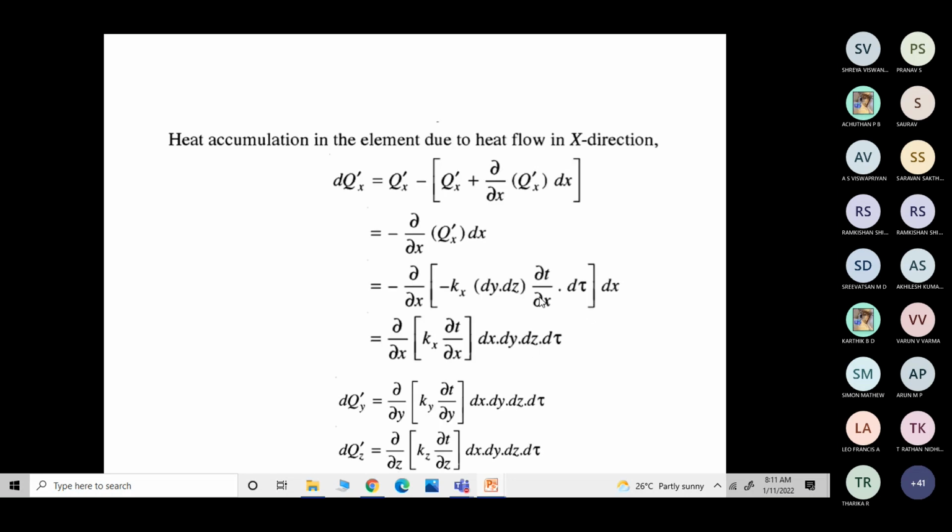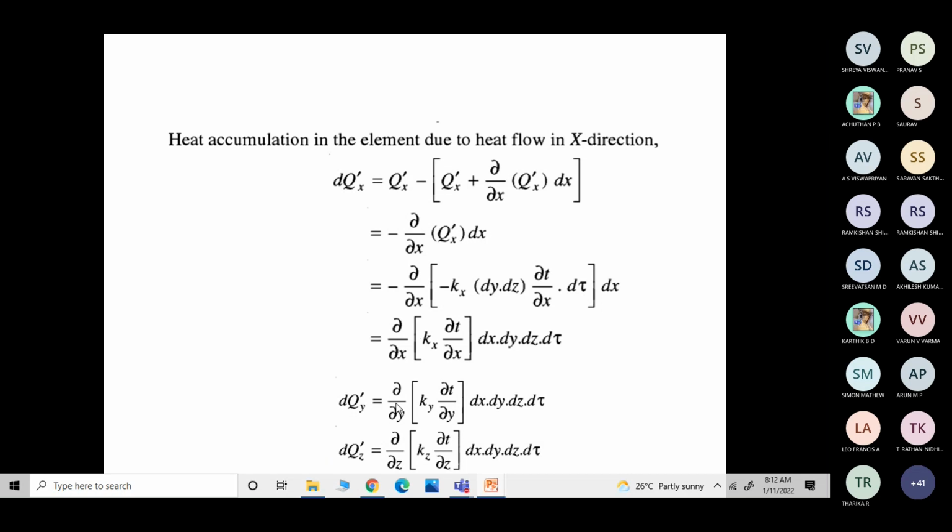So when you substitute it here, you will be getting ∂/∂x of (kx ∂T/∂x) dx dy dz dt. And similarly, we will be getting the expression for dQy' and dQz'. In other words, for heat accumulation along the y-axis and z-axis, you will be getting this expression.